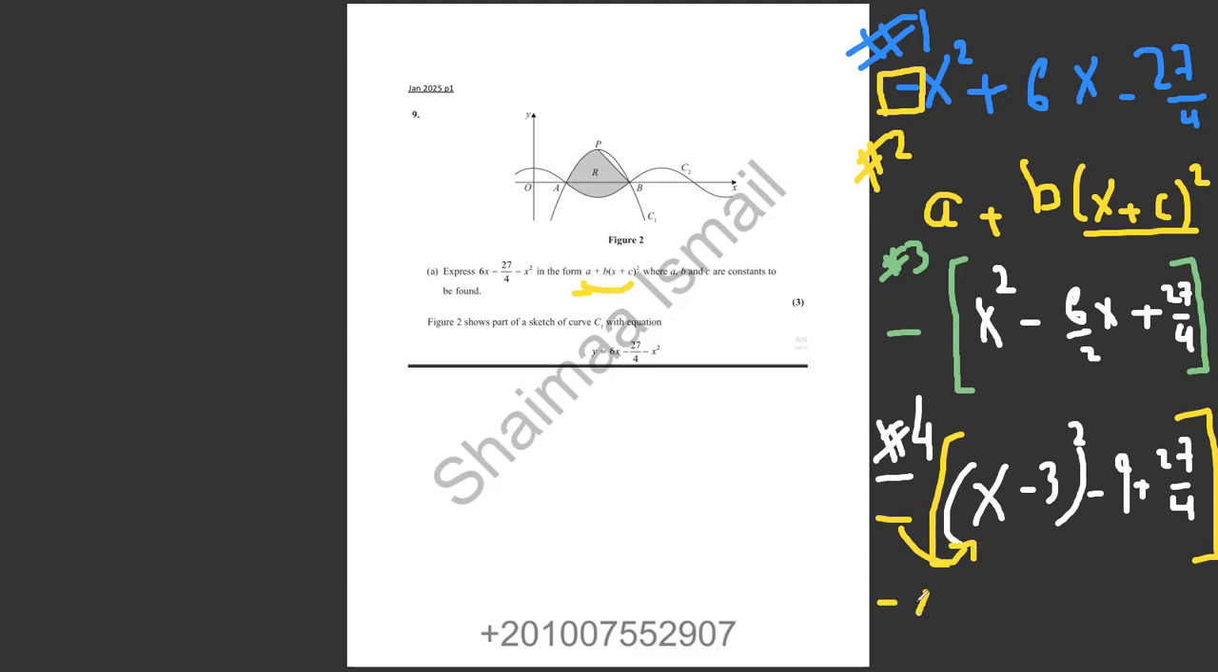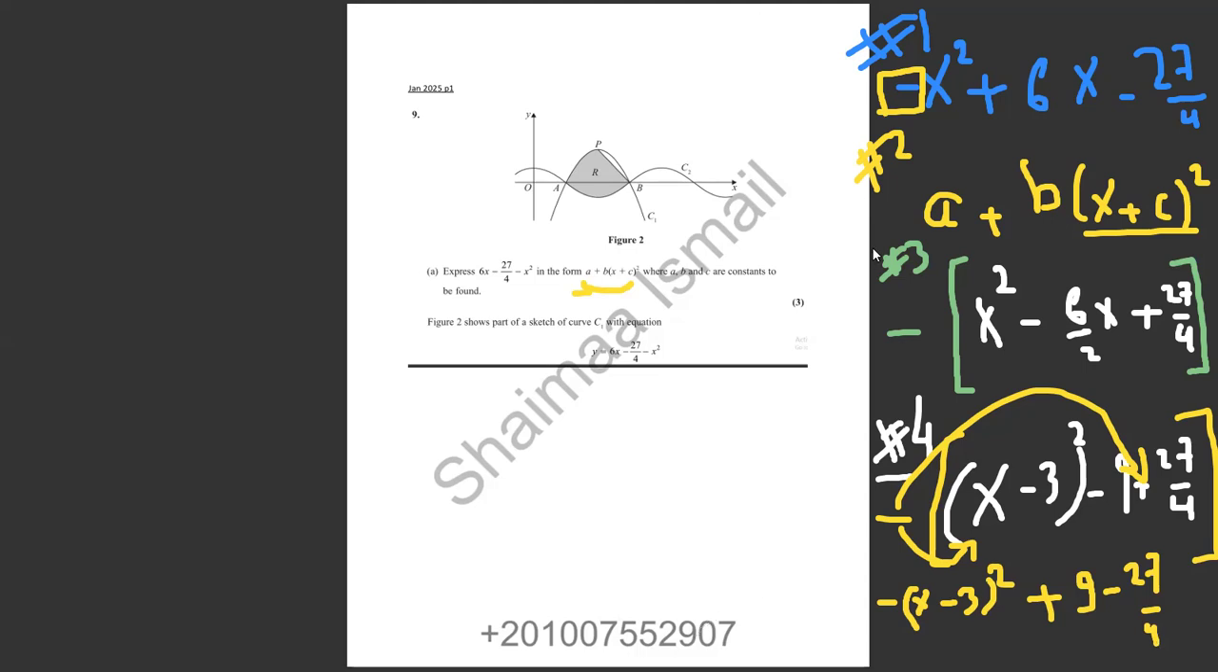So it would be negative, x minus 3 squared. And here the negative will be multiplied by the negative 9, so it will be plus 9. And when we multiply by the negative, multiplying by a positive, it will be minus 27 over 4. Then we rewrite it.